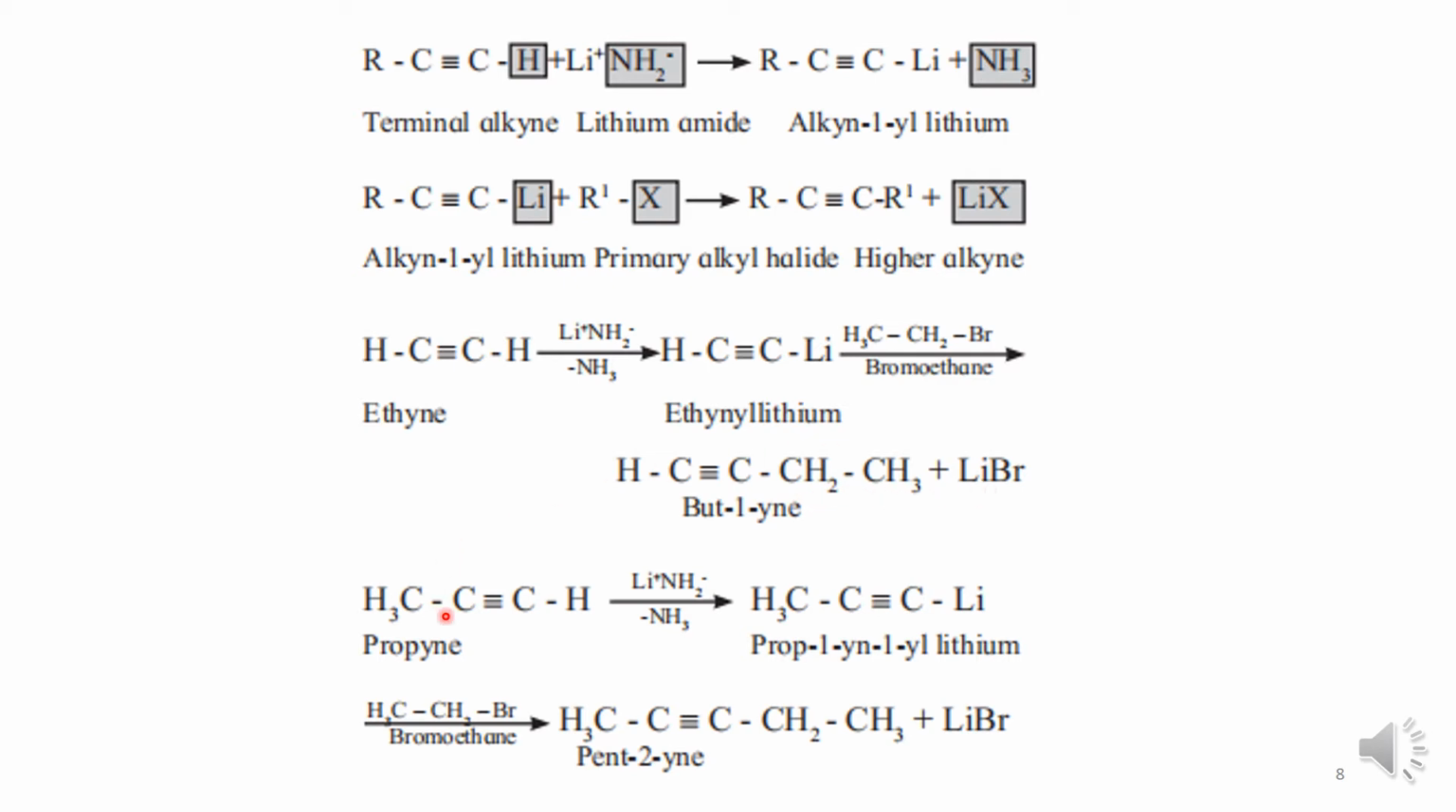Similarly, if we talk about propyne, which has one terminal hydrogen atom and reacts with lithium amide, the hydrogen comes out and lithium is bonded with the carbon atom. One ammonia molecule is also eliminated, and the formed compound is prop-1-yn-1-yl lithium. On treatment with bromoethane, we will get pent-2-yne and lithium bromide.